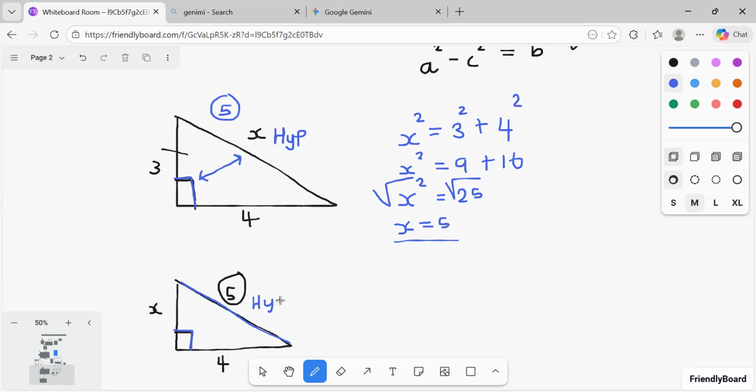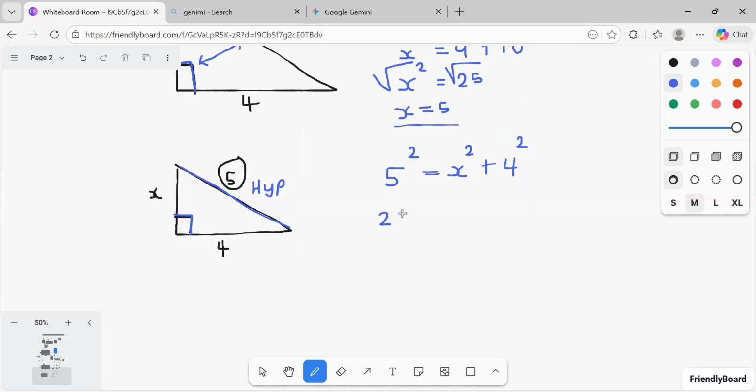So I then apply the theorem of Pythagoras, which states that the hypotenuse squared, which is 5 squared, is equal to the two other sides squared added together, which is going to be x squared plus 4 squared, right? So 5 squared is 25, and then this is x squared. 4 squared is 16, and this is going to be 16.